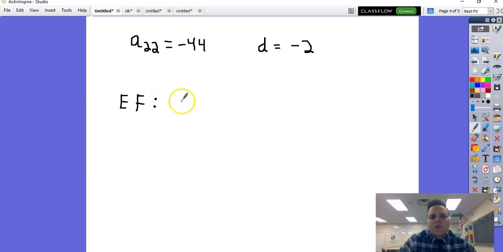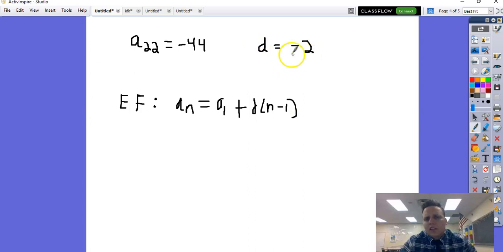Alright, the explicit formula is a sub n is equal to a sub 1 plus d times n minus 1. And the given information for this problem is that I didn't give you a sub 1. I gave you the common difference, which is d, negative 2, but you don't have the first term. So you need to find the first term.